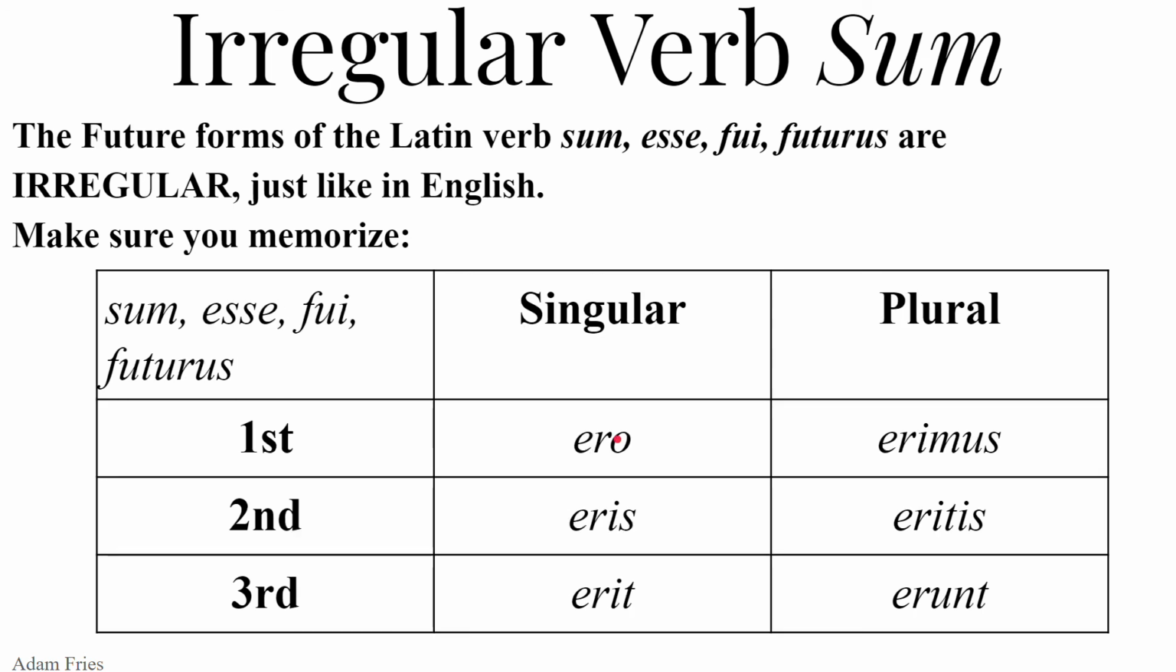The future goes like ero, eris, erit, erimus, eritis, erunt. Once again, there is existential erit and erunt, meaning there will be, usually the first word in a sentence. So ero is I will be, eris, you will be, etc.